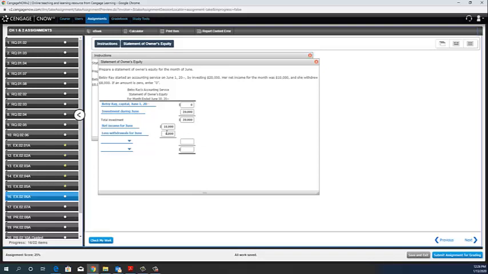So the next line is the change, or increase or decrease, in capital. Since our income was more than what we withdrew, we're going to have an increase in capital. If our net income was less than what was withdrawn, then we would have a decrease in capital. Or if we had a net loss and drawing, we would have a decrease. But in this case, we have an increase, and increases are a good thing.